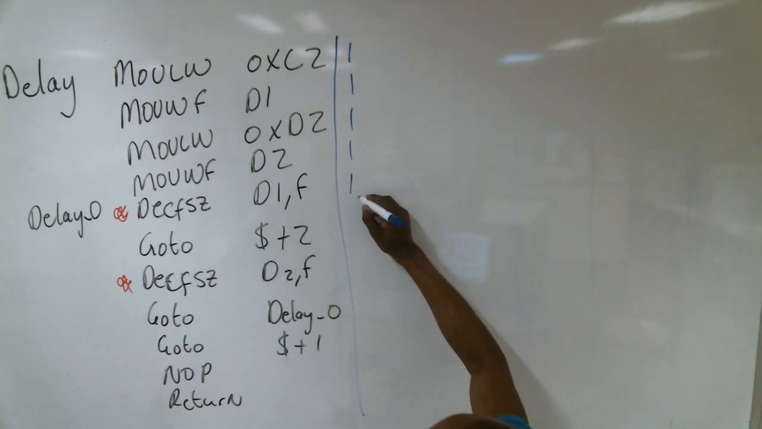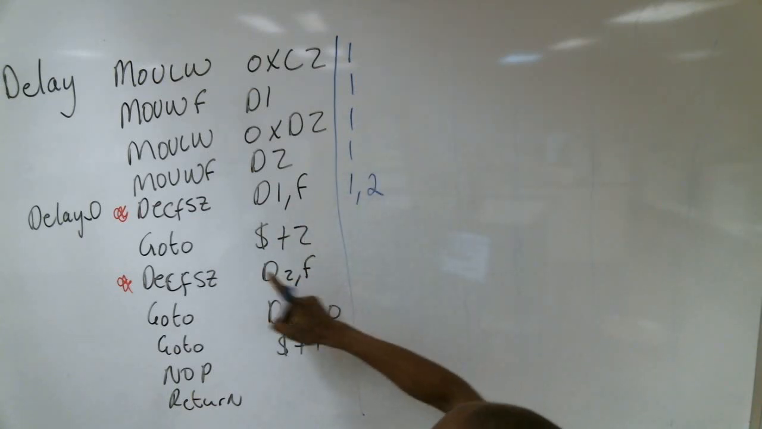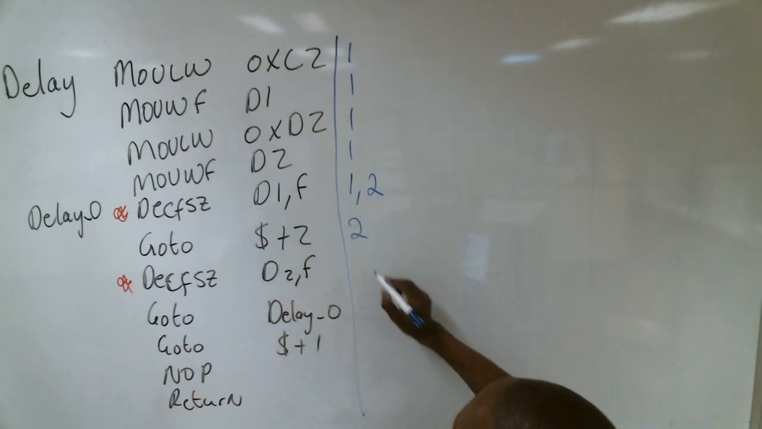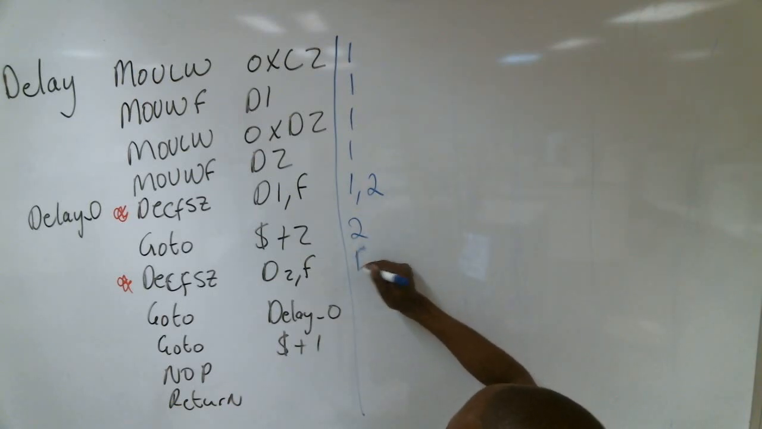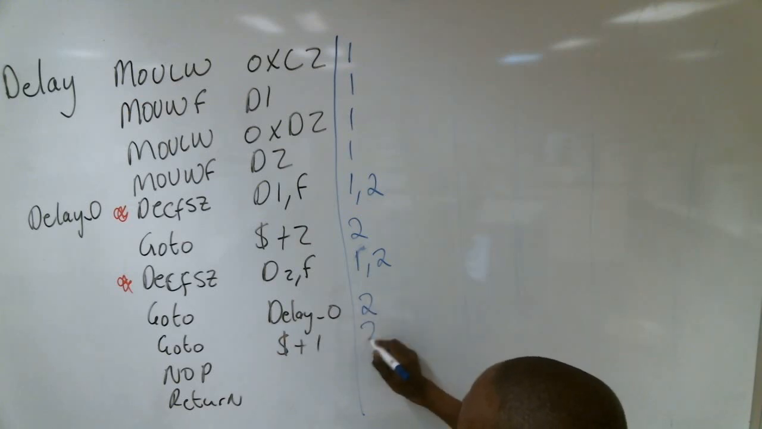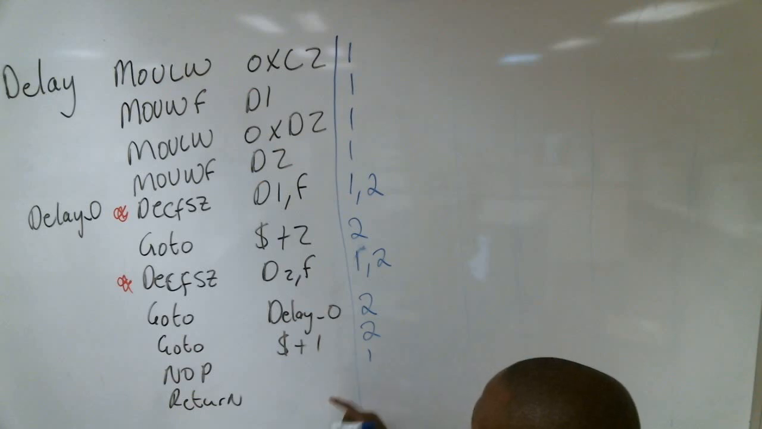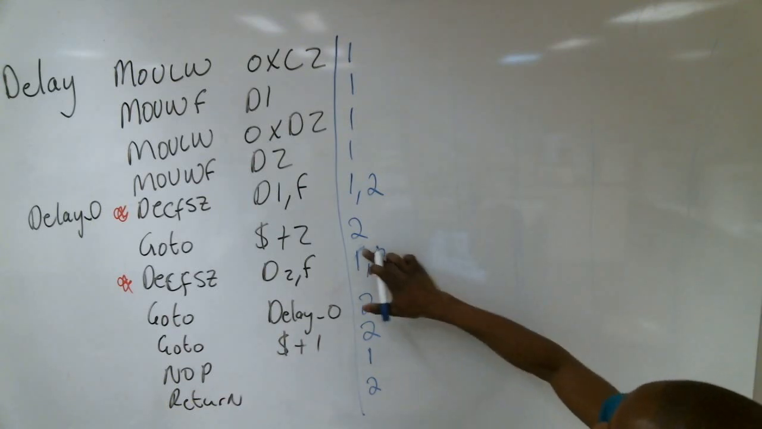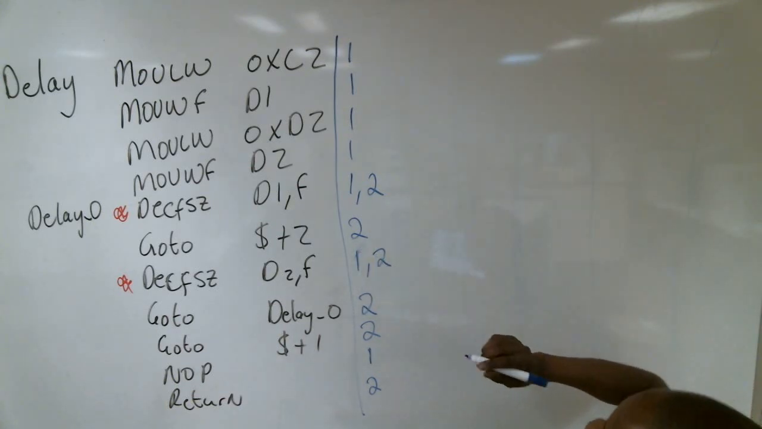Decrement file, skip if 0 can be 1 or 2 cycles, and then go to, that's 2 cycles. Decrement file, skip if 0, that's 1 or 2 cycles. And then go to, that's 2 cycles. No op is 1 cycle. Return is 2 cycles.